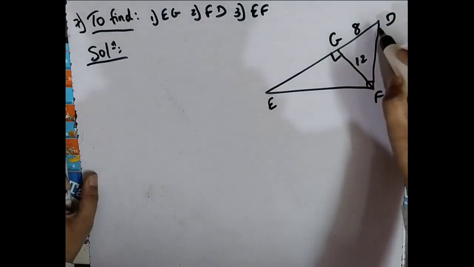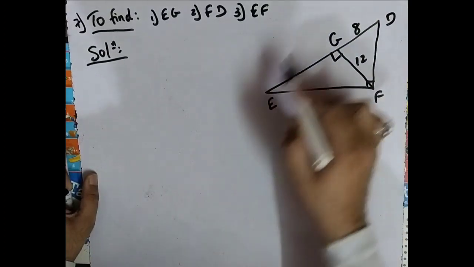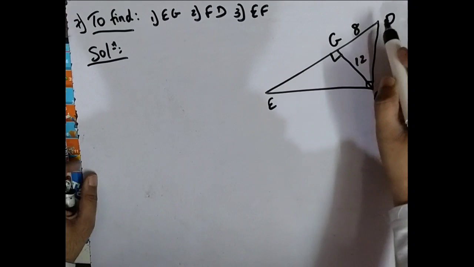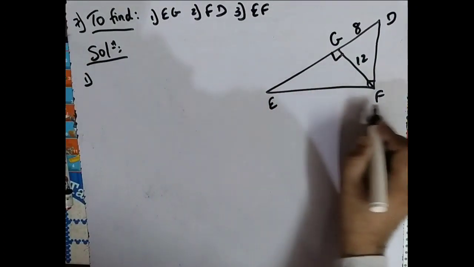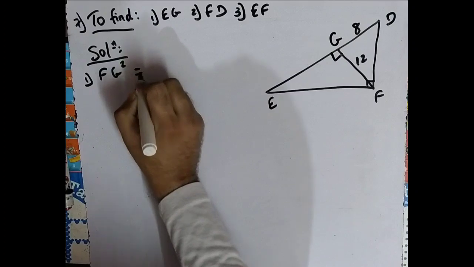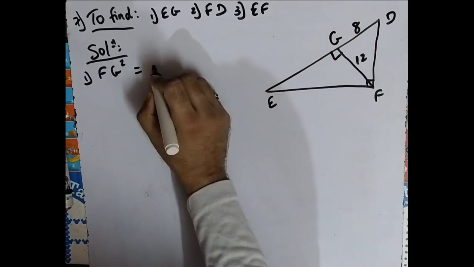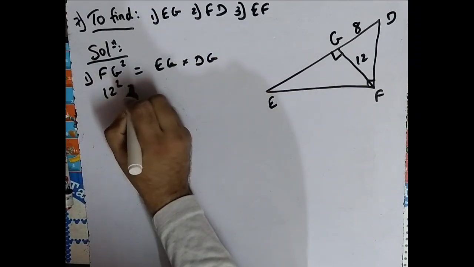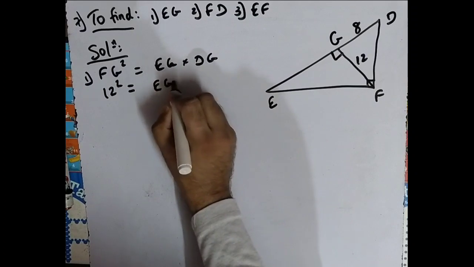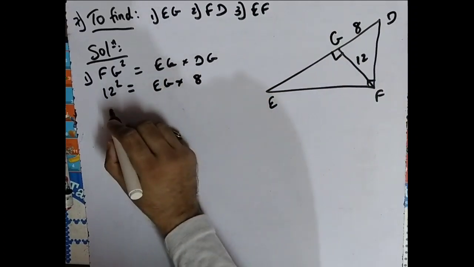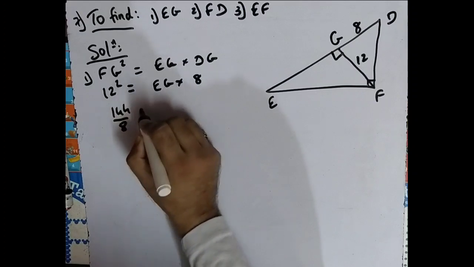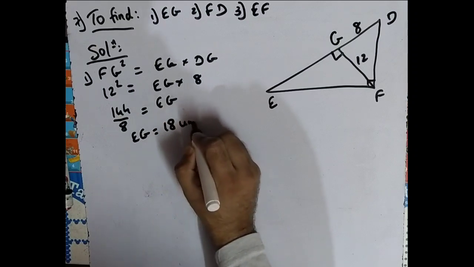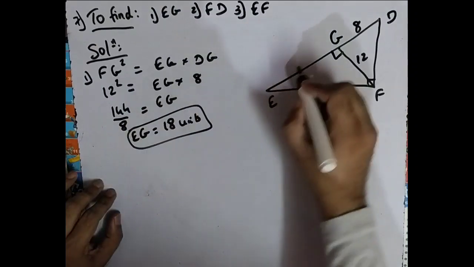So first of all, in this right angle triangle DFE, angle F is 90 degrees. FG is perpendicular to ED. So by property of geometric mean, FG square is equal to EG into DG. In the place of FG will come 12, EG we have to find out, in the place of DG will come 8. 12 square is 144, 8 will come down. 144 upon 8, so EG will become 18 units. EG has become 18 units.